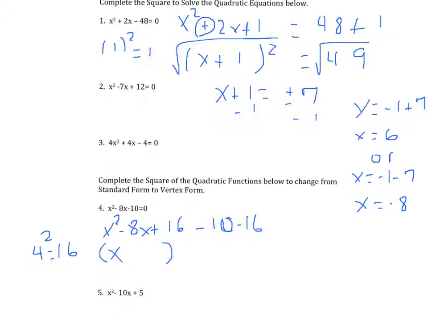So that's going to be x minus, which comes from this symbol right here, and then half of the middle term was 4 squared, and then negative 10 minus 16 is going to be negative 26, and that's going to be set equal just to y, and it changed it from standard form to vertex form, so the vertex is actually at 4, negative 26.